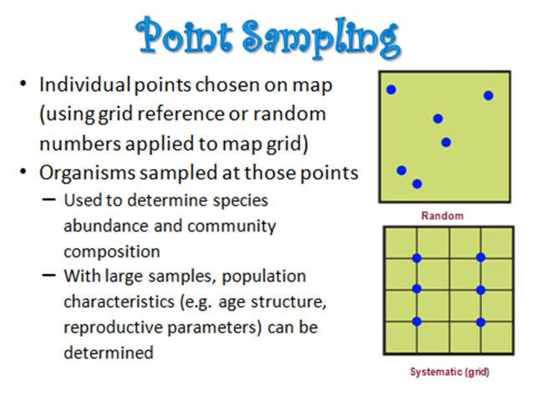So with point sampling, you have a given area that you're trying to look at. You choose points on the map. They can be either random or you can space them out systematically, like the grid that you see on the bottom right-hand corner of the image. At each of those points, you're going to sample what organisms are located there. So you can use this to figure out species abundance, how many species you have, and the composition of the community in that area. Also, if you get a large enough sample size, you can start to develop some ideas about the characteristics of the population, what ages you have the organisms at, how they're reproducing, etc.